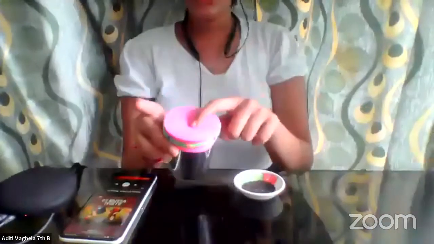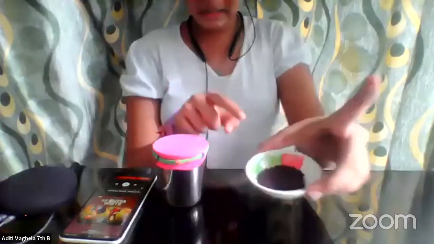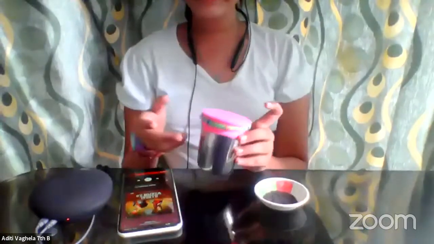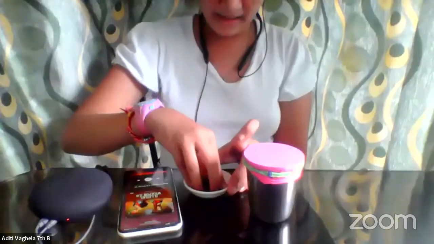I'll be presenting an experiment on sound vibrations. My experiment name is Sound Creates Vibrations. Apparatus I will be using are a glass, balloon, black mustard seeds, phone, and speaker. Now let's begin. You can see I have taken this rubber balloon and stretched it completely, on which I'll be placing black mustard seeds.